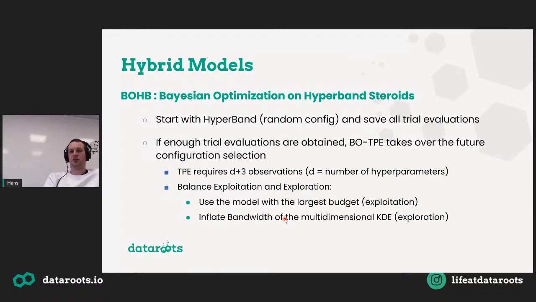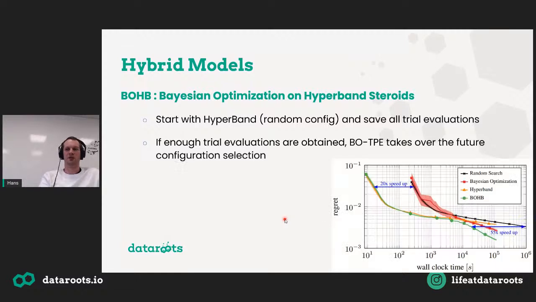So it balances exploitation and exploration. You use the model with the largest budget for exploitation, and you inflate the bandwidth of the multi-dimensional KDE. That's a very technical thing. So you basically explore using kernel density estimates. You use a Bayesian approach for that, and you use the model with the largest budget, so the one that wasn't pruned, to exploit what you currently know about it. It may seem quite technical, but it is a technique that works pretty well.